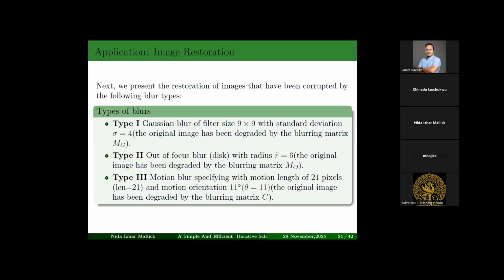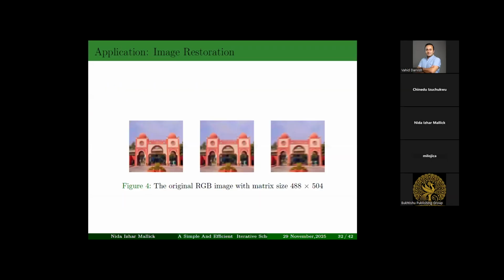And we applied three different types of blur matrices. First one is Gaussian blur of filter size 9 by 9 with a standard deviation sigma 0.4. Second one is out of focus blur. Third one is motion blur. So we applied all these blur matrices as an operator to degrade the original image, and we obtained the degraded image as this. This one is corresponding to Gaussian blur. This one is corresponding to out of focus blur, and this one is corresponding to motion blur.